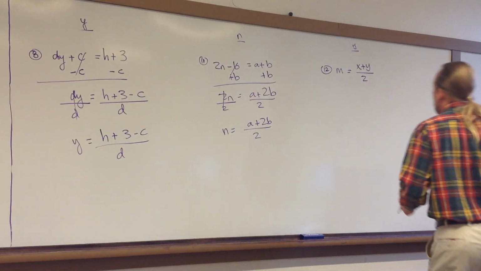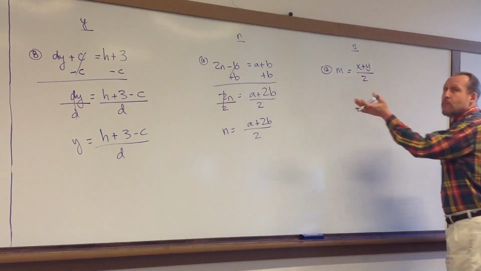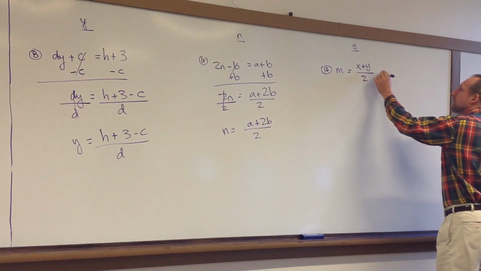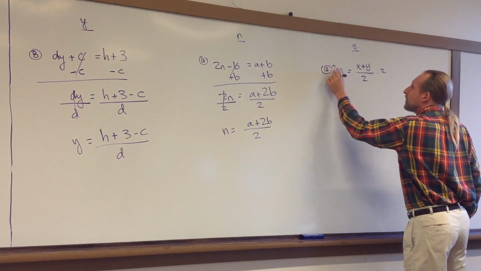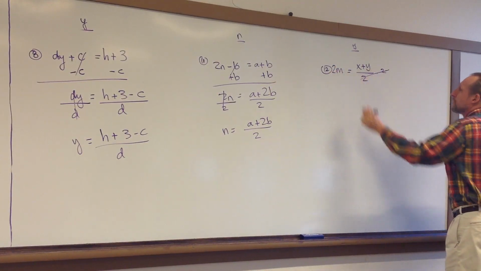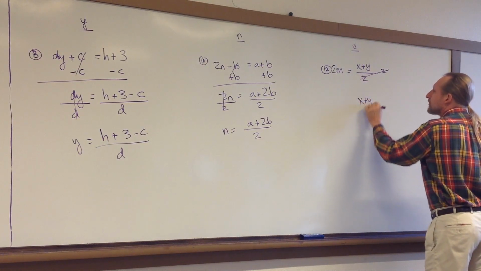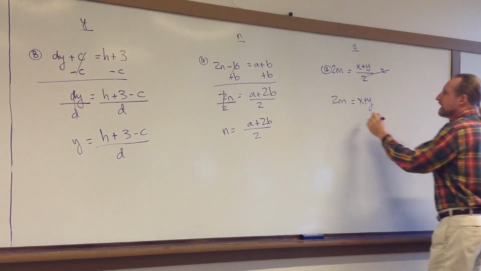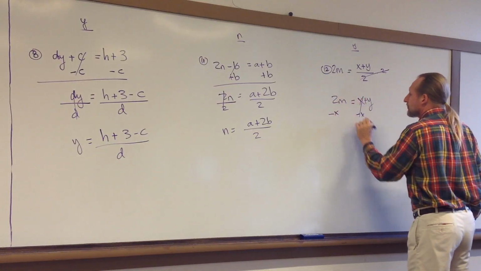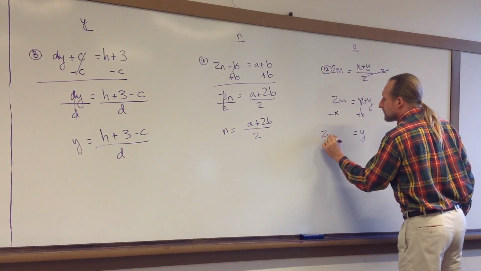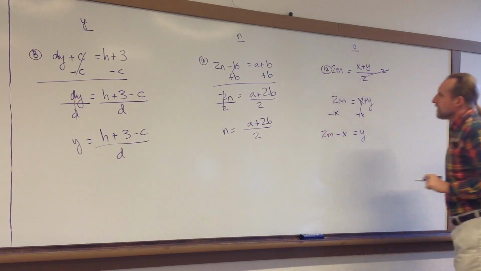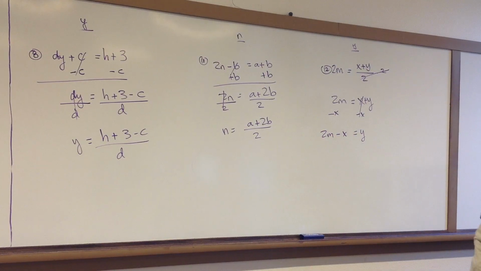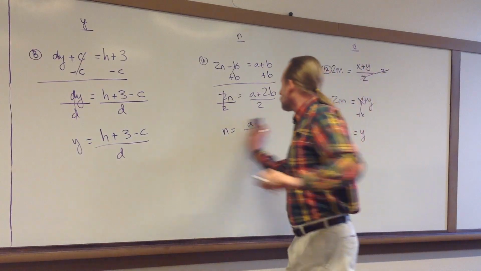We had that 1/2 in the formula, and so we multiplied on both sides to cancel it out. And that's, again, what we want to do here. Multiply on both sides by 2. So we'll get x plus y equals 2m. And then to get the y by itself, just subtract x on both sides. And there it is. Y equals 2m minus x.